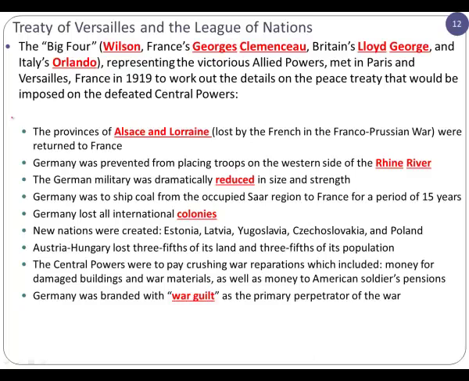The League of Nations is going to be the crown. Provinces of Alsace and Lorraine lost in the Franco-Prussian War, returned to France. France's victory, France is happy. But we're wary. We're going to establish the Maginot line to keep Germany in check. Germany prevented from placing troops on the western side of the Rhine River. German military dramatically reduced in size and strength.